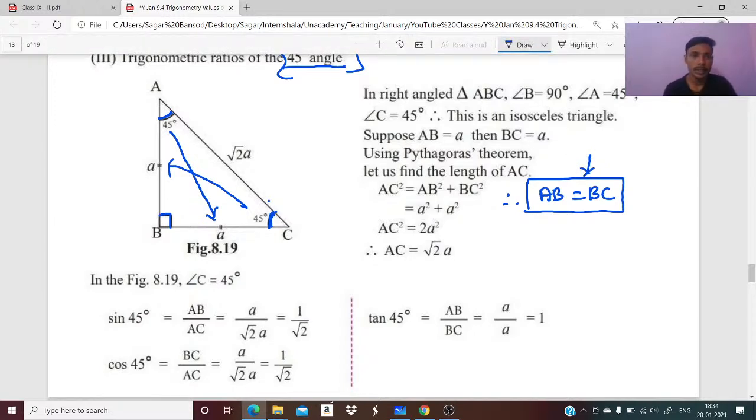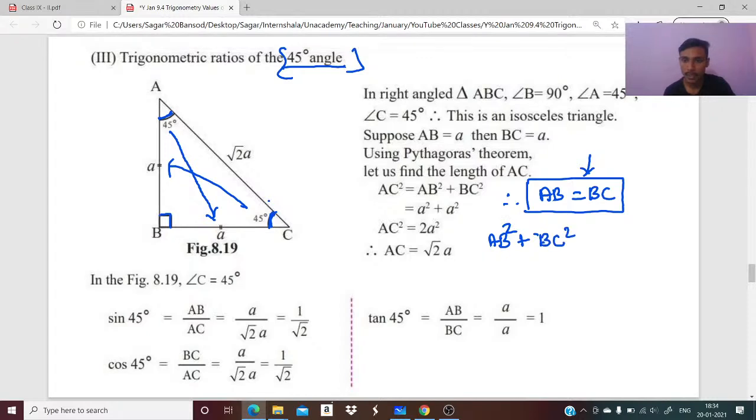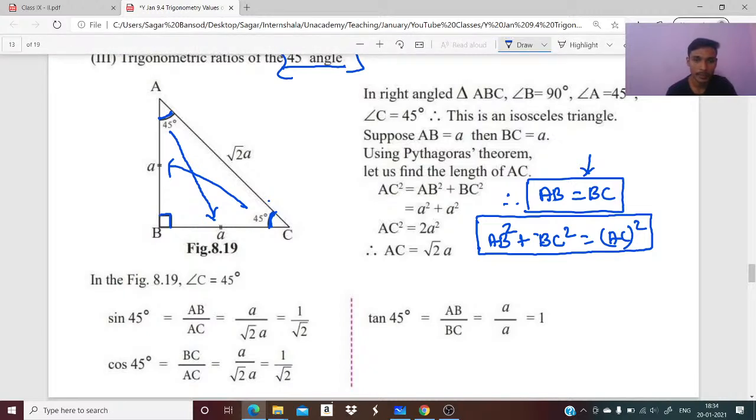Then, using the right angle theorem or the Pythagoras theorem, AB square plus BC square will be equal to AC square. Now for the calculation, just assume that AB is given as a centimeter. Therefore BC will also be equal to a centimeter, right?